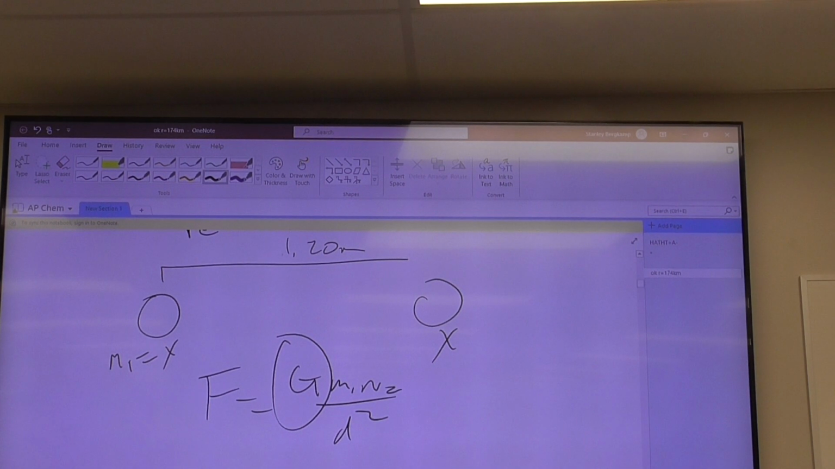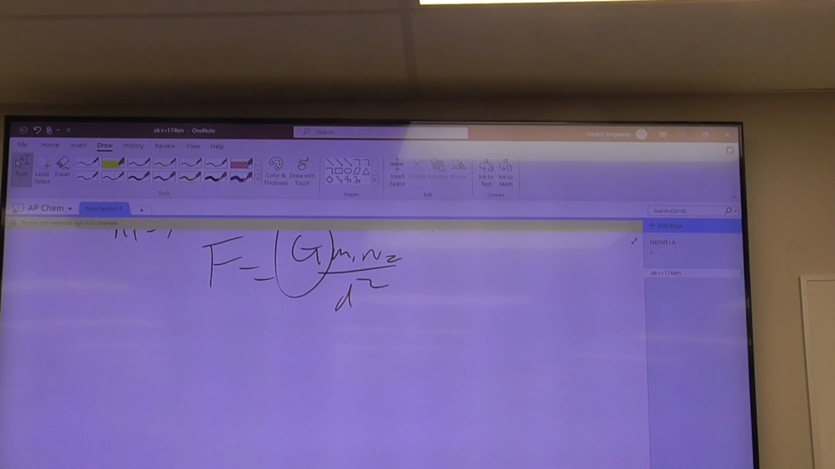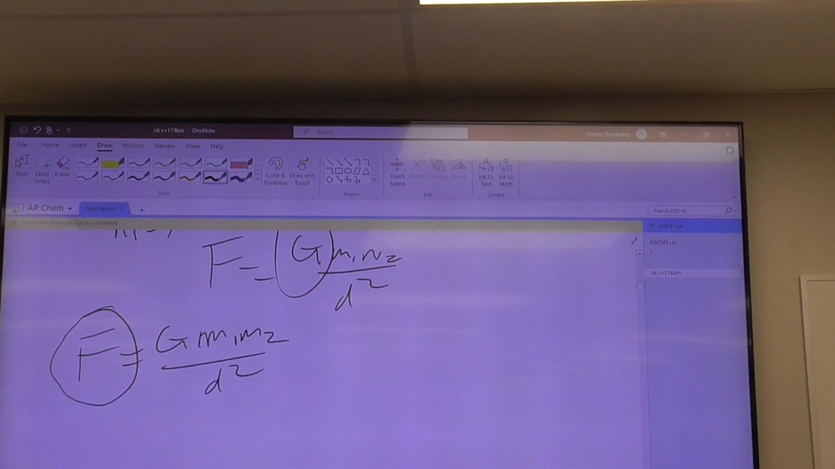Now, when you get to question number 2, it says, at what center to center distance from the Earth would a 1 kilogram mass weigh 3 newtons? So there's a couple of ways you can work number 2. One option is that you go to F equals big G, M1, M2 over D squared. You know what you want the gravitational force to equal. You want that to equal 3 newtons.